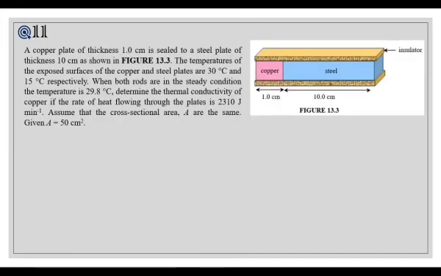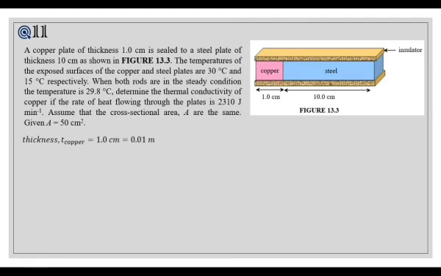Question number 11. A copper plate of thickness 1.0 cm is sealed to a steel plate of thickness 10 cm as shown in figure 13.3. The temperatures of the exposed surfaces of the copper and steel plates are 30 degrees Celsius and 15 degrees Celsius respectively, which is at both ends. When both rods are in the steady condition, the temperature is 29.8 degrees Celsius. Determine the thermal conductivity of copper if the rate of heat flowing through the plate is 2,310 joules per minute. Assume that the cross-sectional area A is the same, given A is 50 cm square.